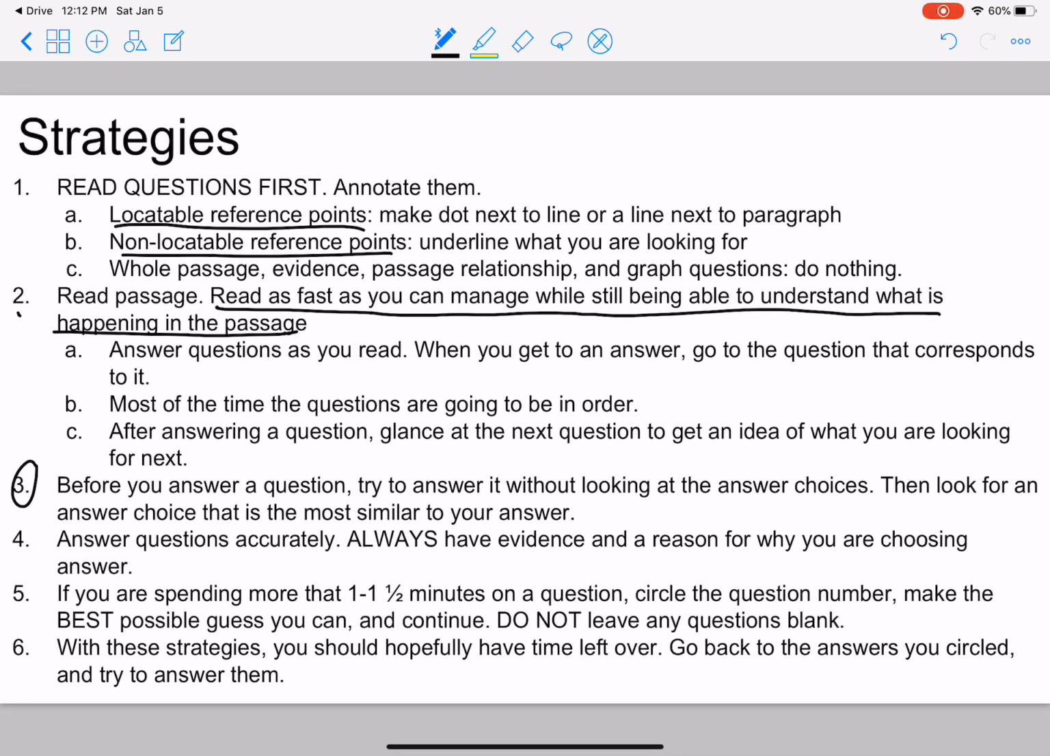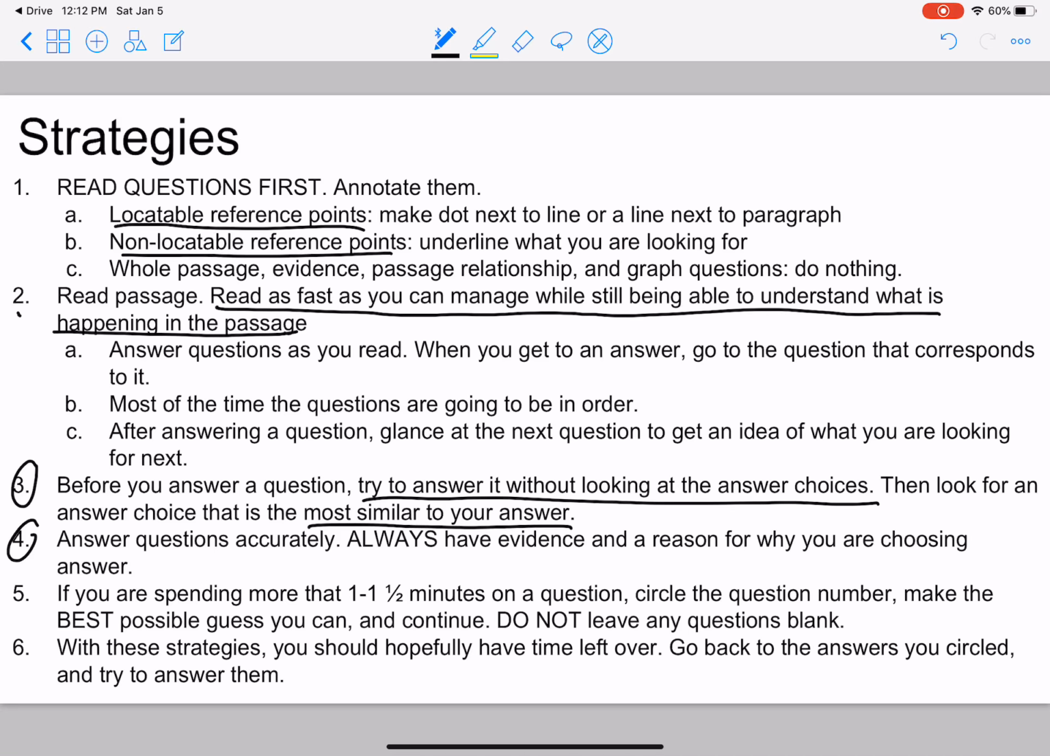So if the passage said it was because he was bored, then don't doubt yourself. That's why. Okay, so look for an answer that's similar to what you answered. And that's going to help you a lot. It's going to help you make sure that you don't get the question wrong. So remember, just make sure you try to answer it without looking at the answer choices. Then look for an answer choice that is similar to your answer.